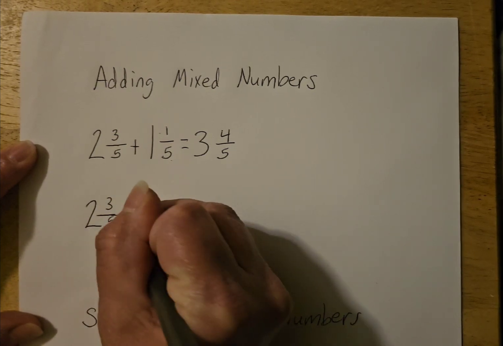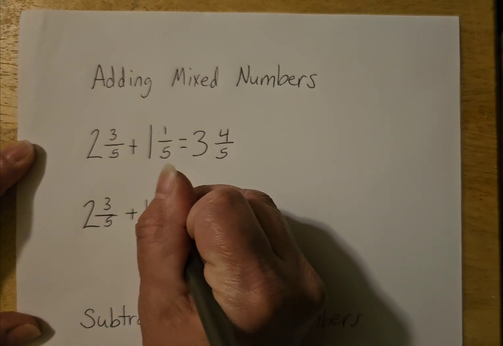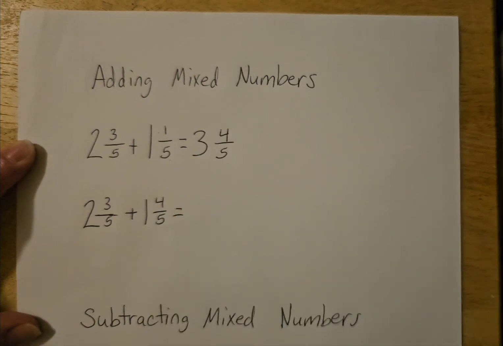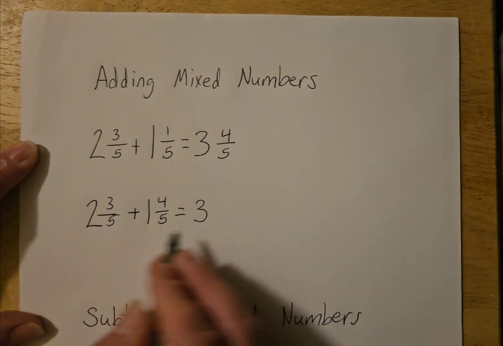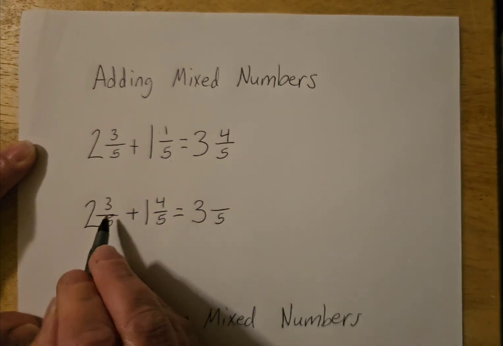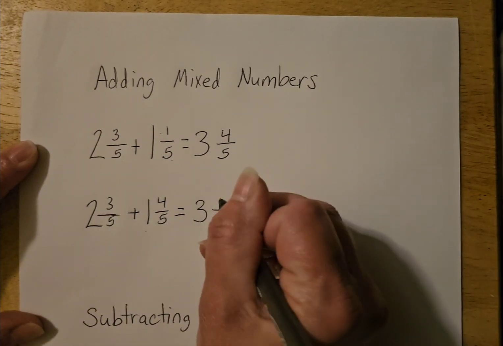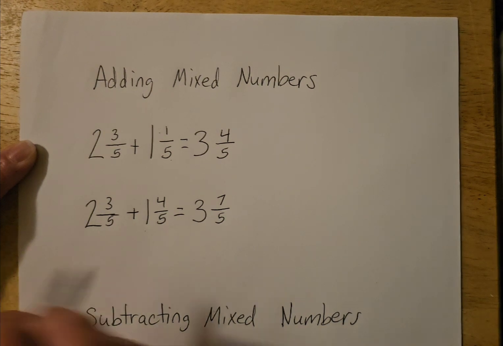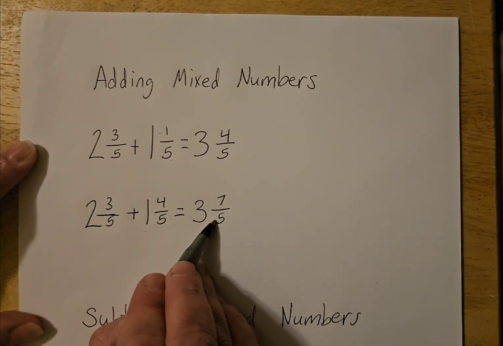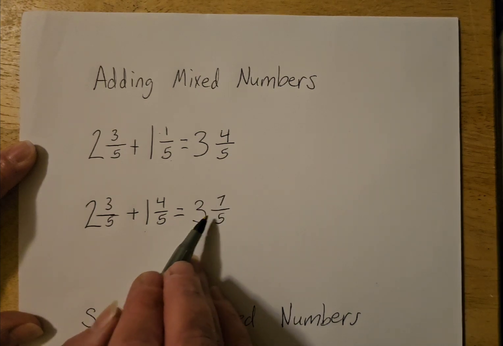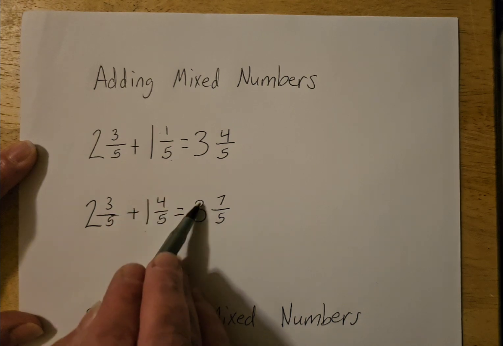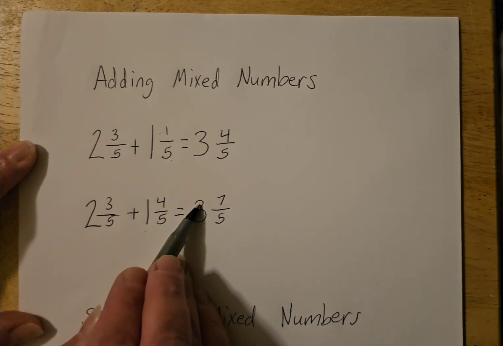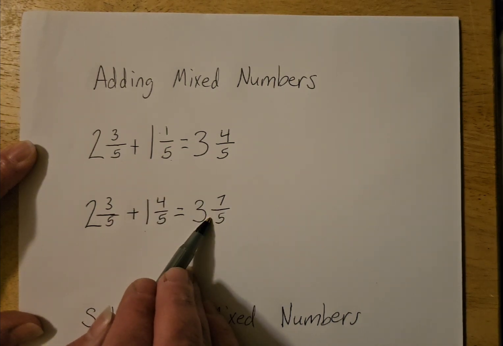Now, if you have a problem like this, again, you want to add those whole numbers, but this time, denominator stays the same. When we add our numerators, we get 7. We cannot leave a numerator larger than a denominator. That is an improper fraction. Therefore, we're going to have to change this. This is not correct. You cannot leave this. So there's a difference between these two and knowing when you have to change if it's an improper fraction.